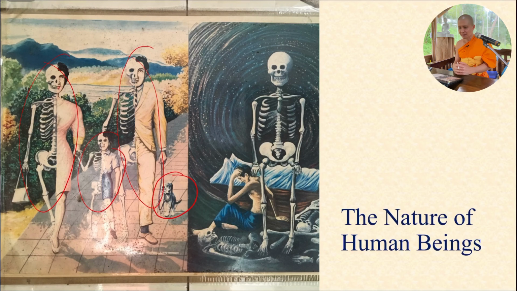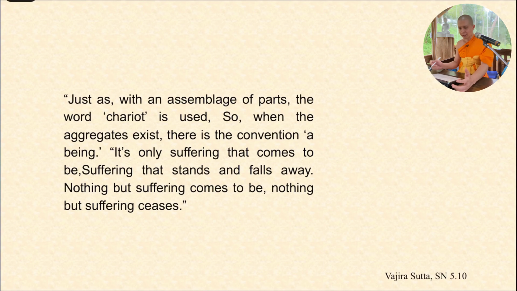If we fully understand the 5 aggregates, we are pretty much fully liberated, because we will not cling on to anything. This will help us to understand the concept of non-self, or anatta. One of the definitions was given by the Bhikkhuni Arahant, her name is Vajira Bhikkhuni. This is how she explained the 5 aggregates. Let's take a look. She said, just as an assemblage of parts is called the word chariot, so when the aggregates exist, there is the convention, a being. Listen carefully.